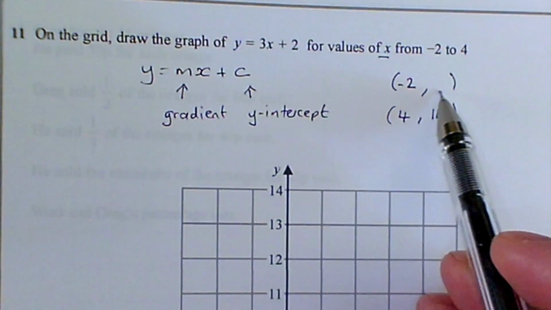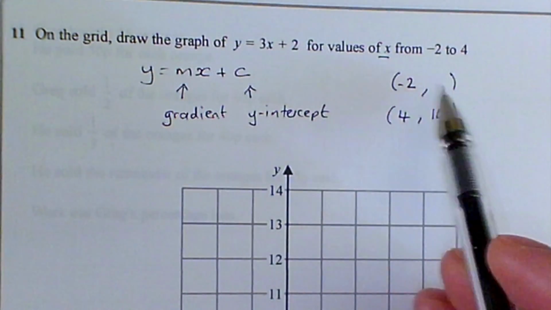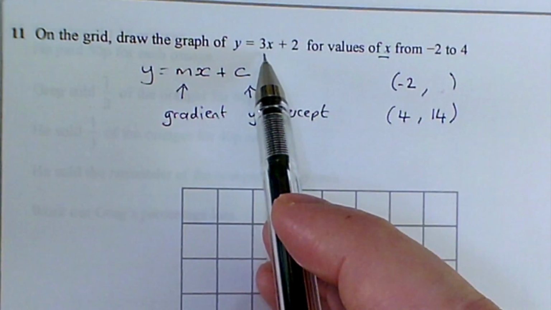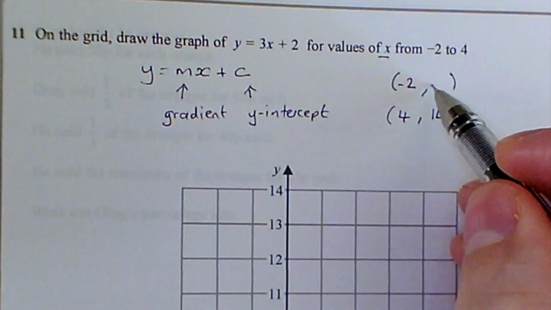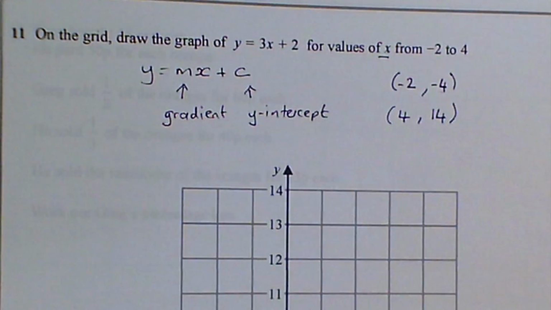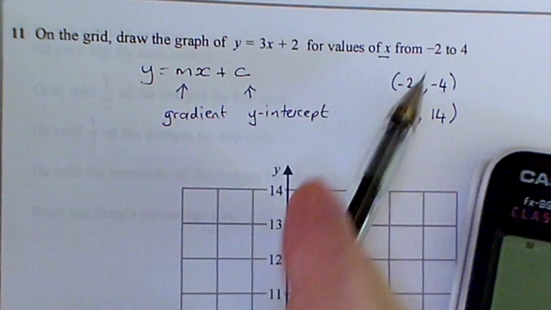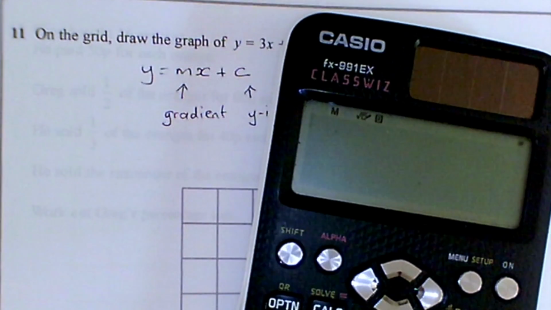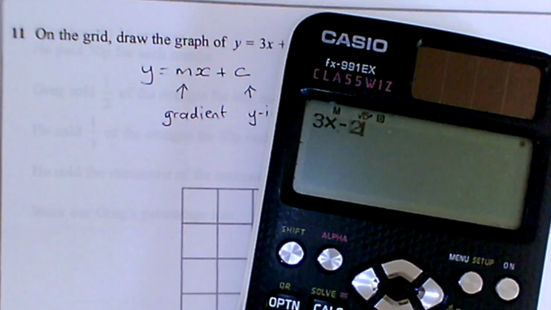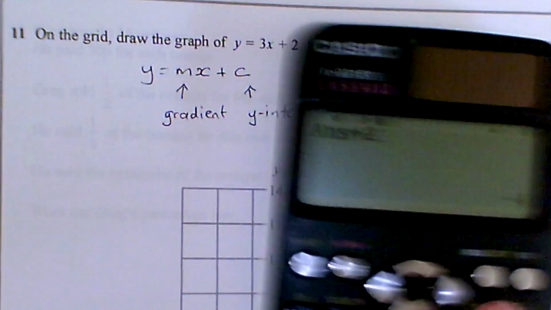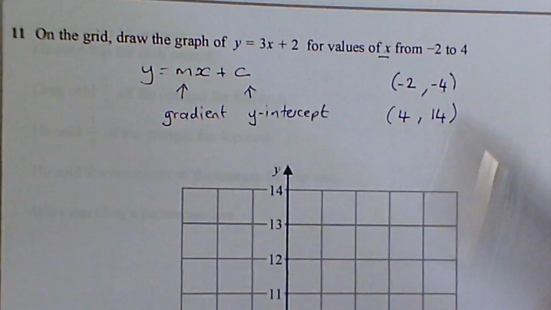So 4 times 3 is 12, add 2 is 14, and -2 times 3 is -6, add 2 is -4. Now if you're not super confident about your negative numbers, just check on your calculator. So I'm going to do -2 times 3, using the negative button, 3 times -2 equals -6, and then add the 2, and I get -4. So I can easily check that I've got the right coordinates.